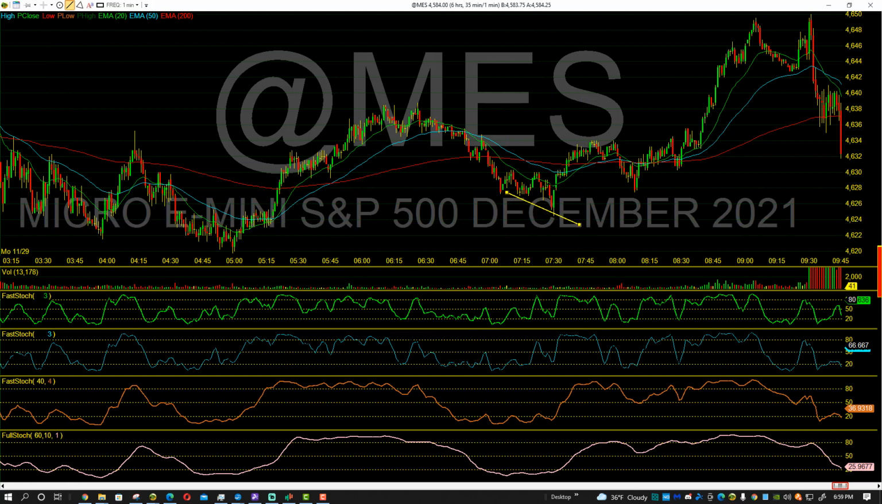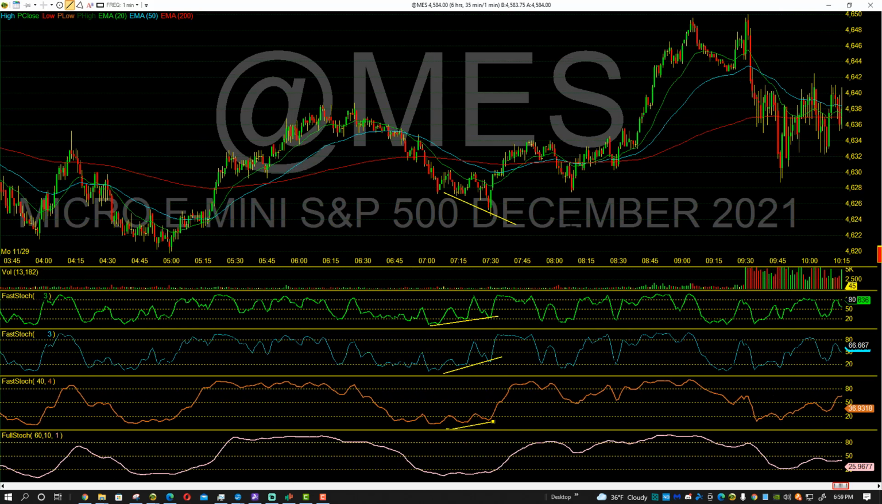The low here, the reversal candle, the higher low on the stochastics, on the 14.3 and the 9.3, and even the 44. There's a slight divergence, and probably on that one. So there was a nice setup here at 7:30, if you happened to be in front of that. That was a nice setup.